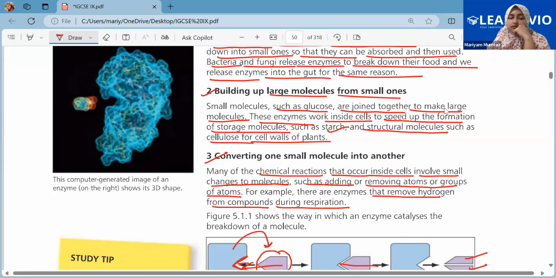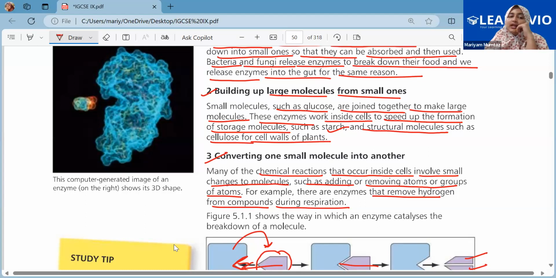Can you hear me? Yes, I can hear you. Could you repeat it again? The second point, building up larger molecules from small ones. Just like how there are many tiny molecules that join together to form one large molecule, just like how many glucose molecules join together to form cellulose or starch. So this whole thing wherein the small molecules join together and form the large molecules, that is how the enzyme works.